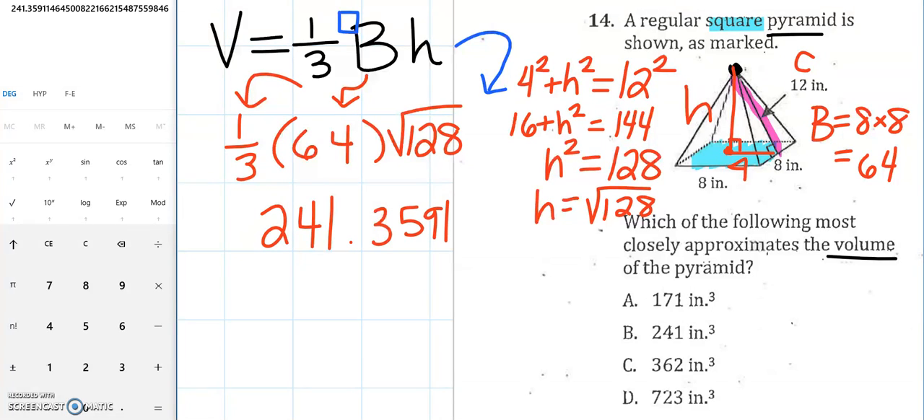241.3591. Now the question says approximately, so the closest approximation for that volume. Looking at our choices, it's 241. So it just went to the nearest whole number. Okay, so that's where this video is going to end. Let's pick up from 15 in the next video.